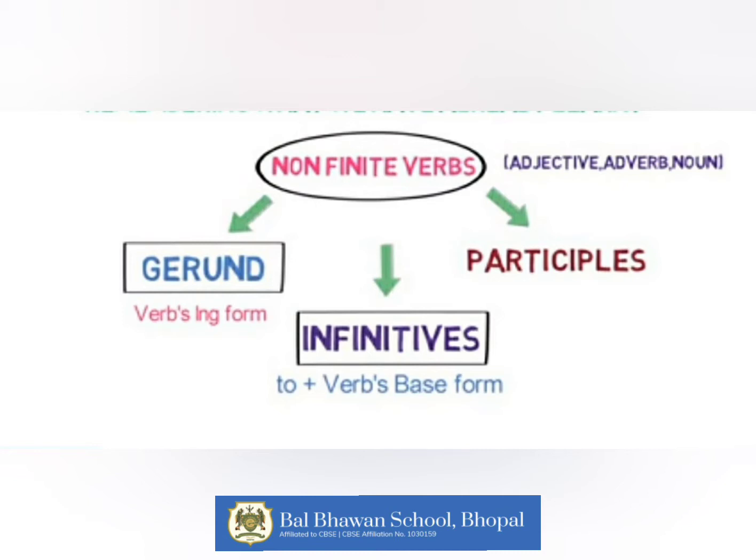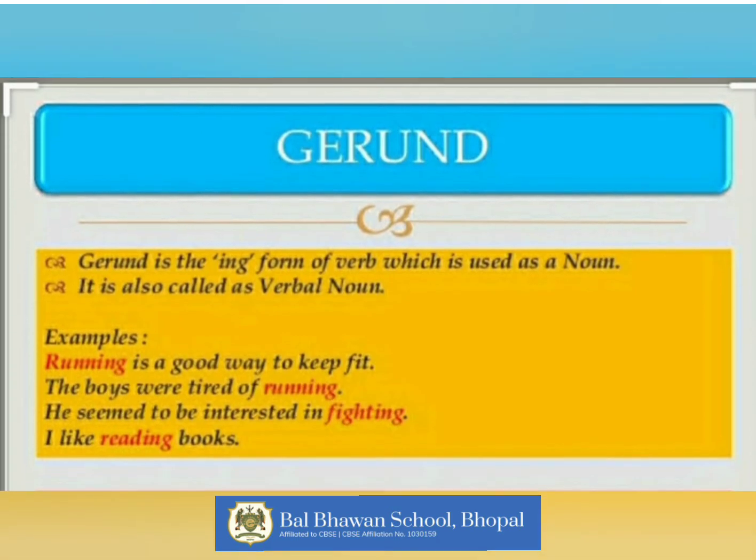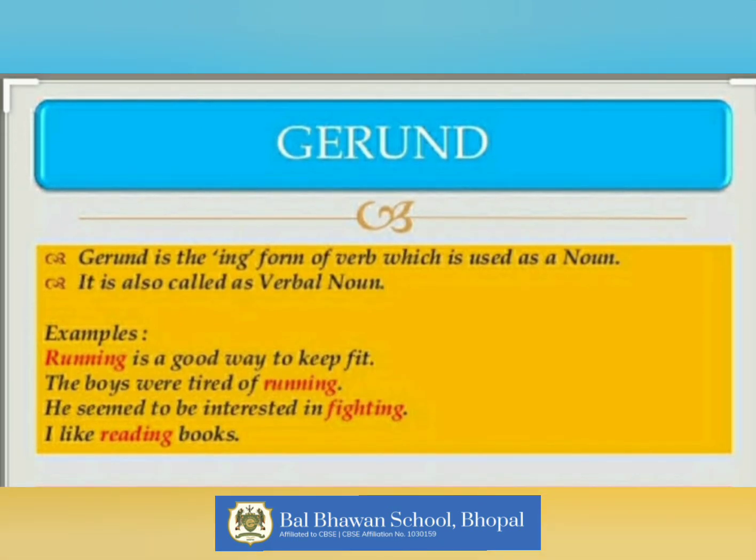Now let us learn about gerunds. Gerunds are verbs which perform the function of a noun in the sentence. A gerund is the ing form of the verb which is used as a noun. For example, running is a good way to keep fit. Running is a gerund here.